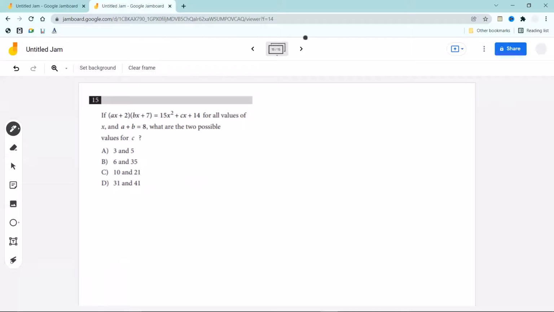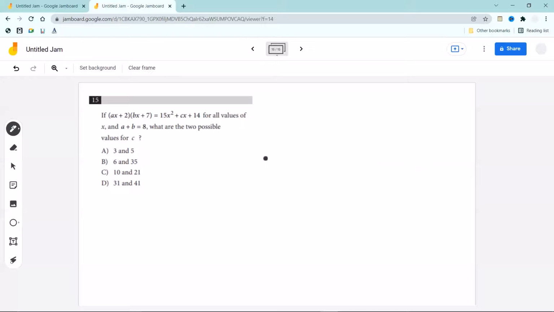All you have to remember here is A, the FOIL technique, and B, factoring, and how factoring relates to things like the number in front and the number at the end, right? So it says if ax plus 2, in parentheses, times bx plus 7 equals 15x squared plus cx plus 14 for all values of x, and a plus b is equal to 8, right? What are the two possible values for c? So they want to know, okay, what could c be if this is true, right? So it's a bit complicated, but let's just take an approach.